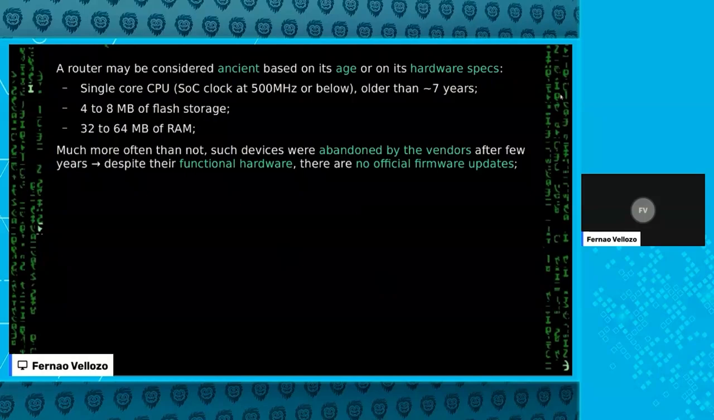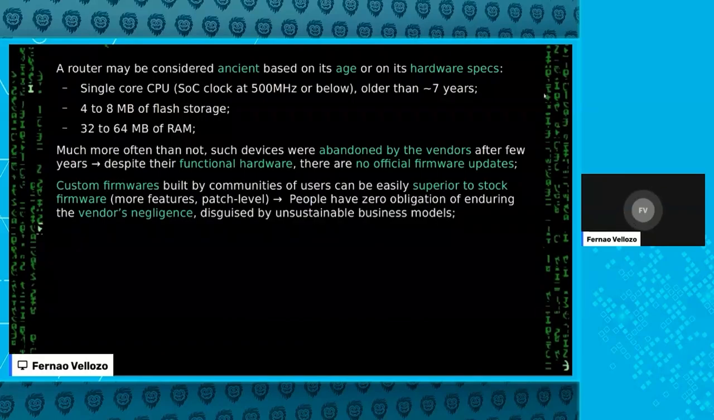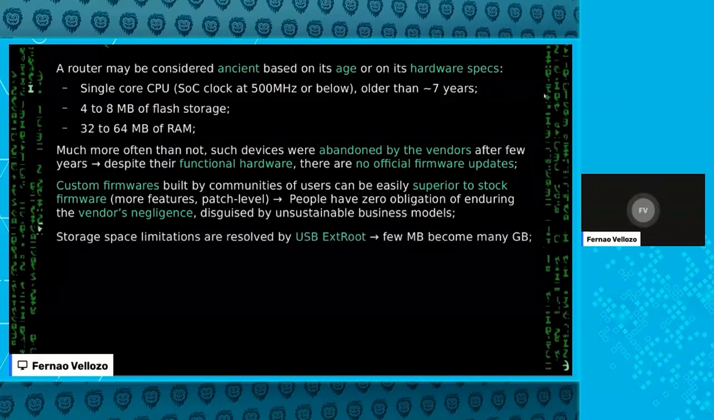So these devices, even though they're still functional, are abandoned by the vendors because they are no longer receiving official firmware updates. The Linux kernel is quite old, the Dropbear program is dated, it has known bugs, and that's quite a problem. That's when communities of users who can build custom firmwares come in, because those firmwares not only provide a better patch level, they provide more features, and people don't have to tolerate the business models that propose that a device should be bought every now and then, instead of using most of it until the end of its life cycle.